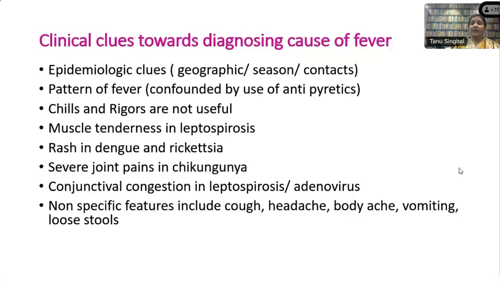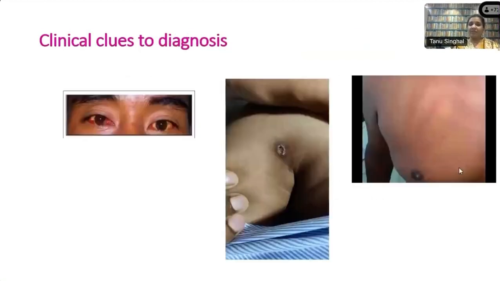Now, some of the other common coexistent symptoms like cough, headache, body ache, vomiting, loose stools are actually very non-specific and can be seen in almost all these kinds of fevers. So you can have a patient with influenza coming with fever and also loose stools. Similarly, you can see loose stools in leptospirosis, you can see loose stools in malaria, and you can have a cough even in dengue. So these symptoms really don't tell you so much. Of course, if you have a blocked nose and runny nose, then it's more likely to be a viral upper respiratory infection.